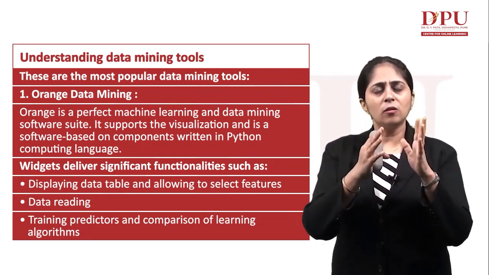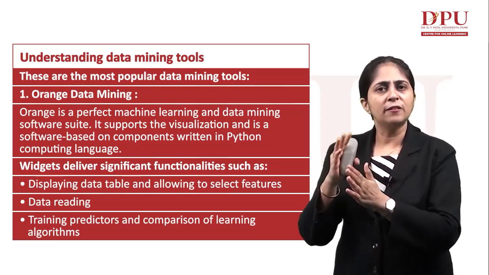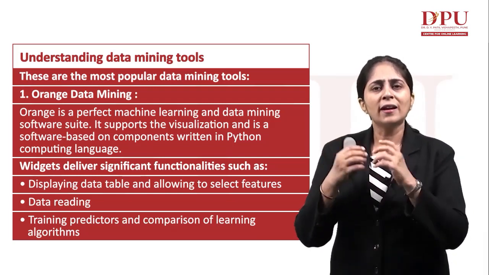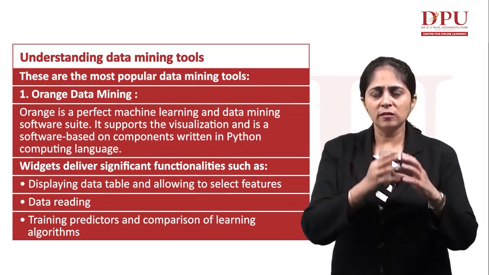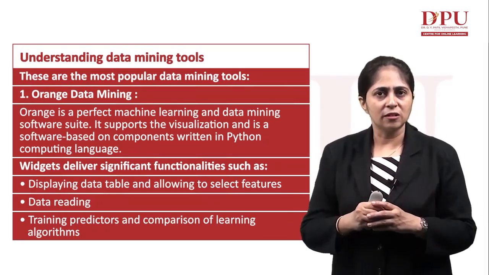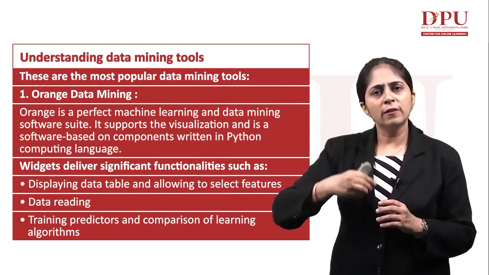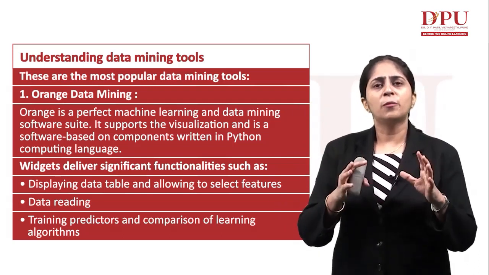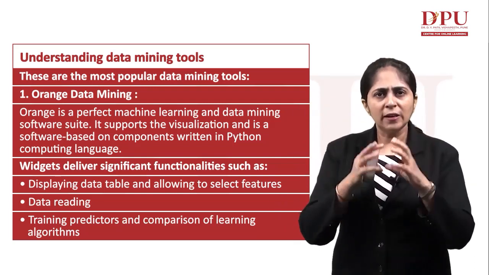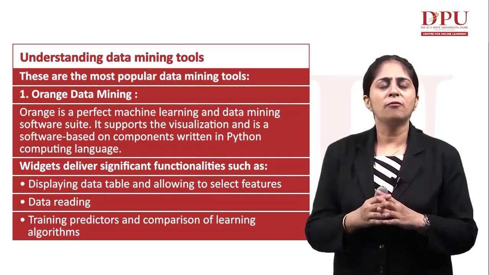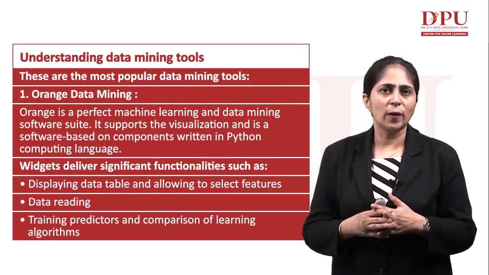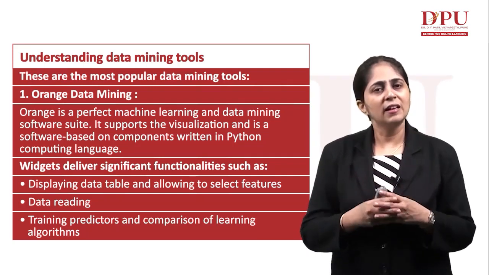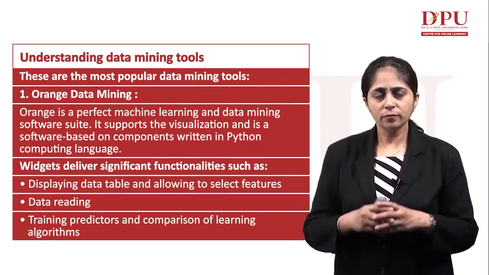See, we have seen the algorithms. They all perform different functions. So you need to compare those learning algorithms. What if we use this algorithm, what result will we achieve? If we use this algorithm, what will be the outcome? So it will provide the training predictors and the comparison of various learning algorithms. So that is another function that is provided by the widgets which are there in the Orange data mining tool.